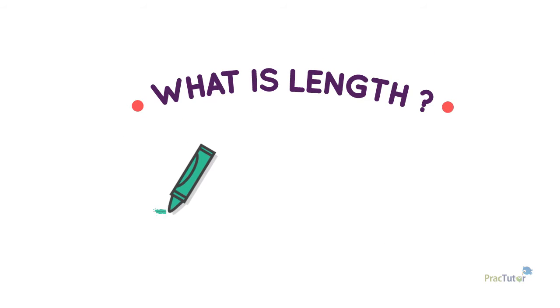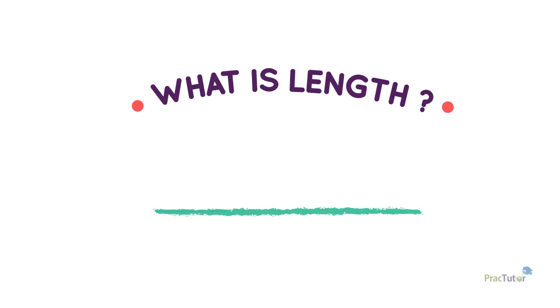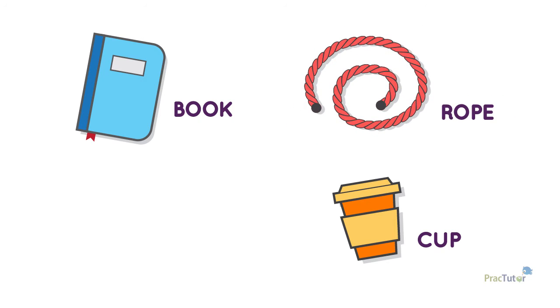What is length? Length is the distance between the beginning and the end of something. What lengths can you compare or measure? Book, cup, rope, spoon. They all have lengths that can be compared or measured.